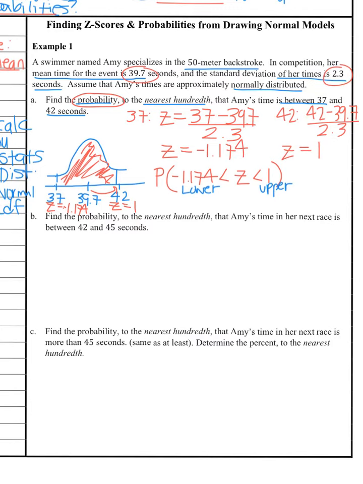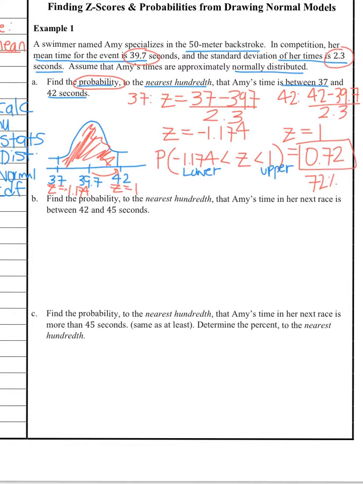All right, so after you type those in, you write it as 0.72 as your probability, which should tell you that that's a 72% chance that her time will be between 37 and 42. Okay, next example, same problem. Find the probability to the nearest hundredth that Amy's time in her next race is between 42 and 45 seconds.